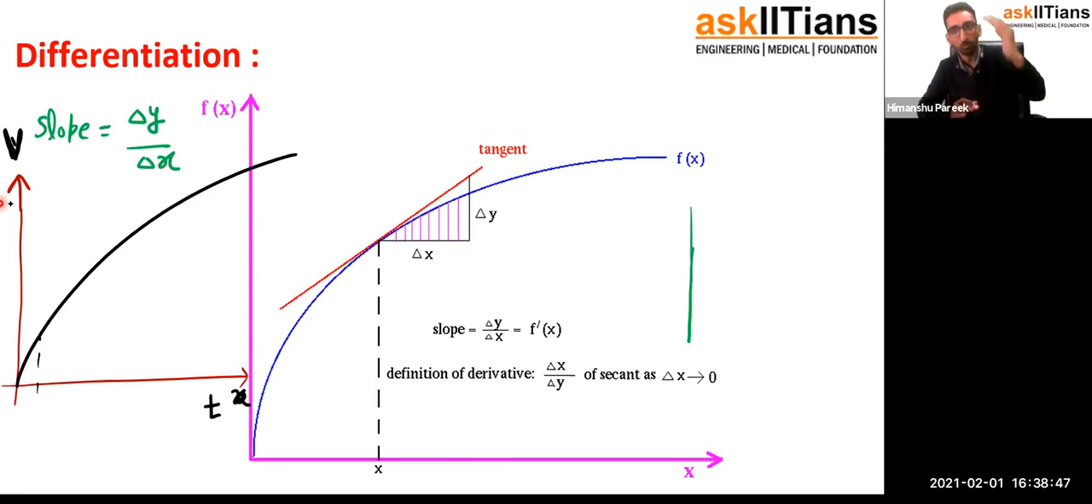So how y changes with respect to x? Here I will say how velocity changes with respect to time. You could have taken anything on the y-axis: how momentum changes with respect to time, how position changes with respect to time. So anything you can take on the y-axis. For example, I have taken velocity on the y-axis.